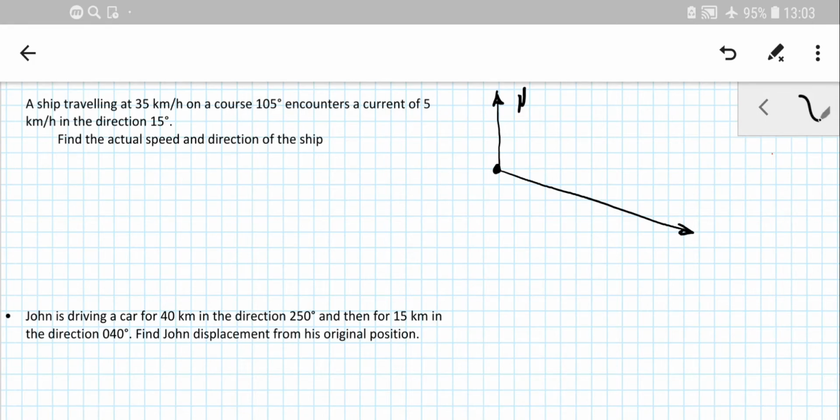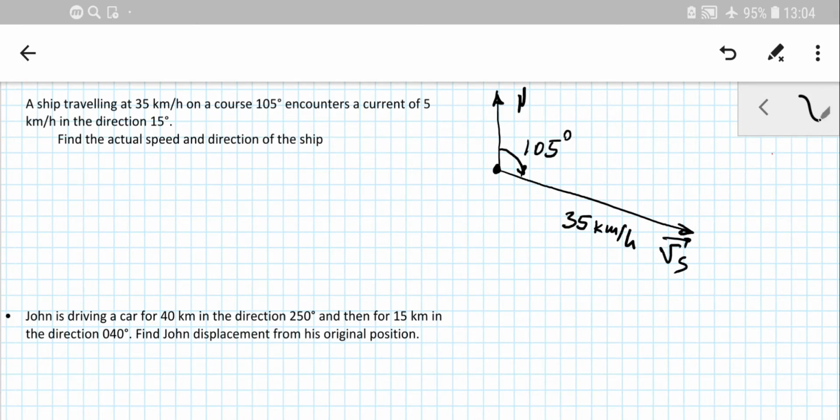One more time, I remind you that you need to use proper scaling. Let's say 1 centimeter stands for every 10 kilometers per hour, so you've got 3.5 centimeters in this case. And for angles, you need to use a protractor. So that's the angle of 105 in a clockwise direction. We set up the degree measure from the north direction, basically the bearing, and then 35 kilometers per hour. That's the velocity of the ship.